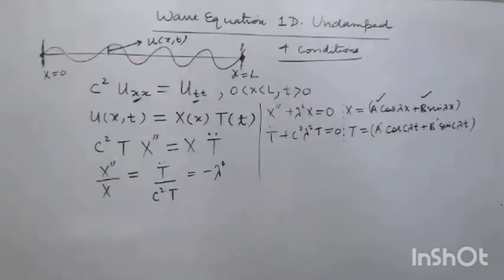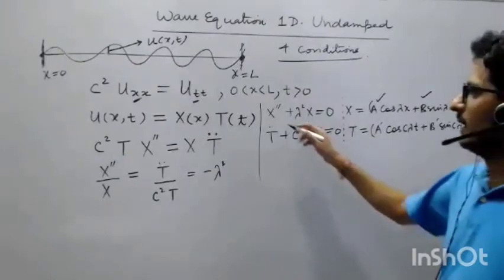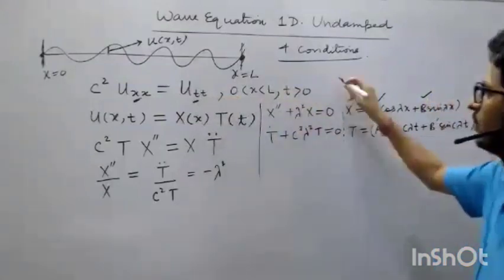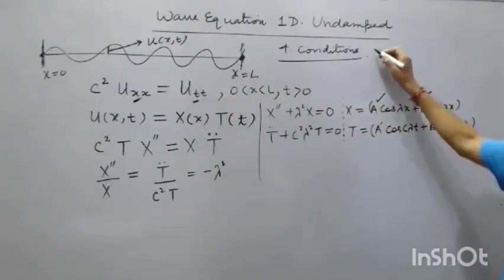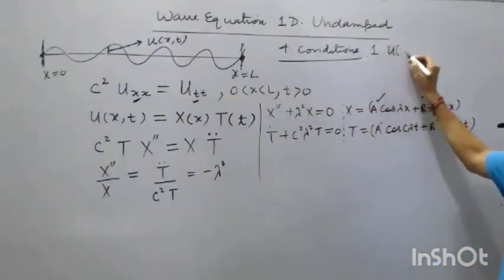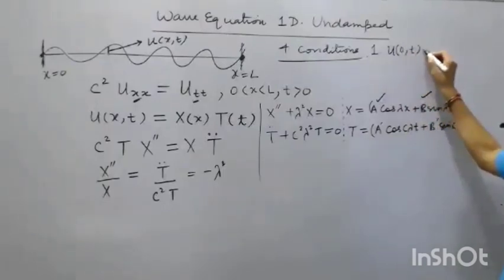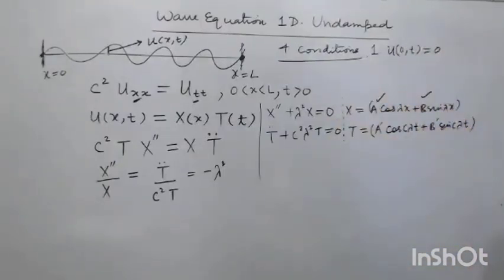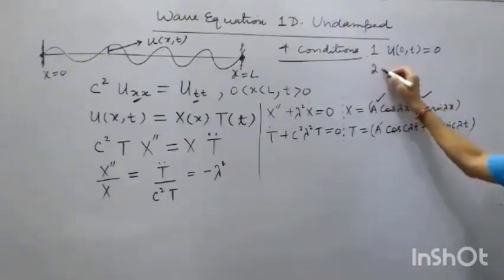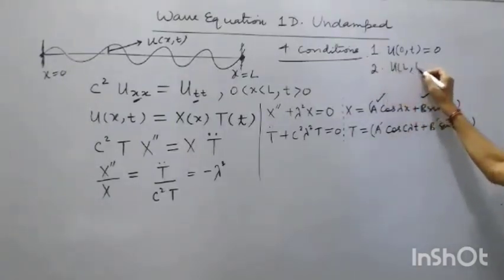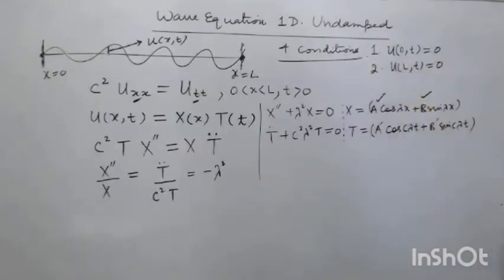Thank you, sir. So now look, let us apply the conditions, 4 conditions. The first condition is that u of 0 comma t is 0 because the ends are tight. So at x is equal to 0 there will always be 0 displacement, and at L also there will always be 0 displacement. Does this make sense? So let us apply these 2 conditions first.